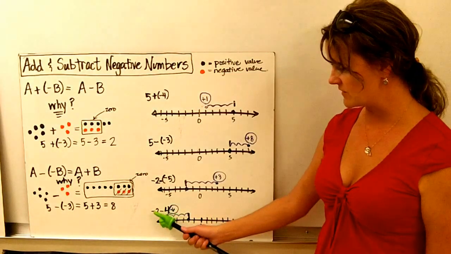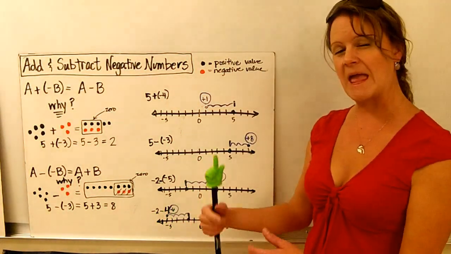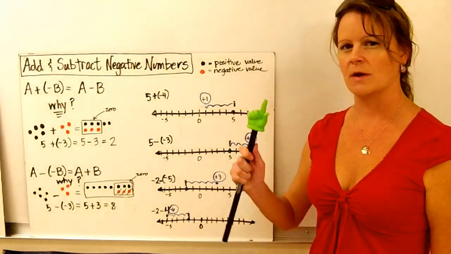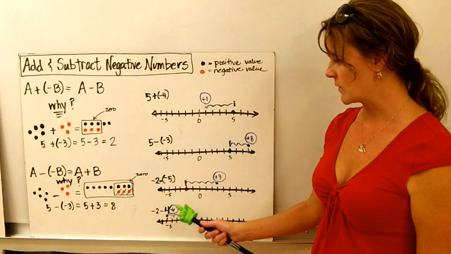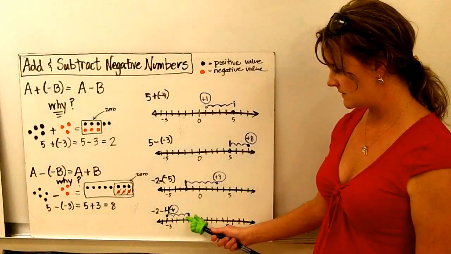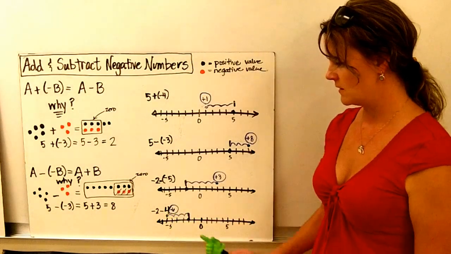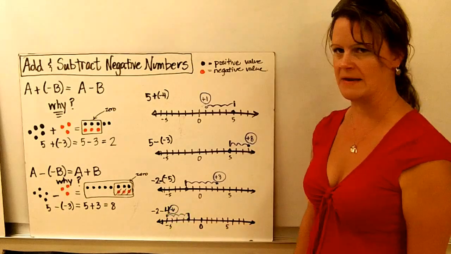And then the last one, we start with negative 2. We're taking away 4 positives. If we're taking away positives, we're going to become more negative. So here we are at negative 2. Now we're going to take away 4 positives: 1, 2, 3, 4. We become more negative by 4, and we end up at negative 6.